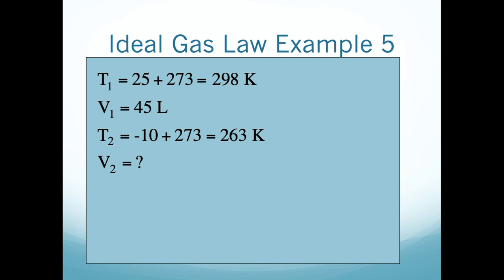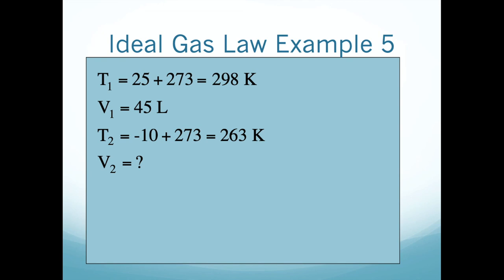Right away, you can tell that if you had left these numbers in degrees Celsius, you would get a really weird answer. Since T2 is a negative number in degrees Celsius, you would have gotten a negative answer eventually for your volume, and that doesn't make any sense, right? You can't have a negative volume. So that alone should remind you that changing into Kelvin is very, very important. But even if T2 were a positive number, you still have to do this in Kelvin.